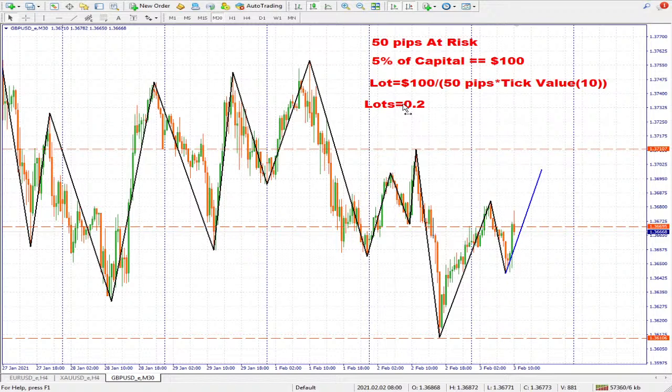So now you have very useful information. You know very well that if you want to risk 50 pips and you want to lose only 100 USD from your account, then the correct lot size should actually be 0.2. Does this make sense? Okay.